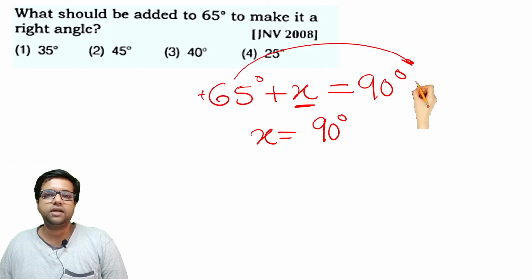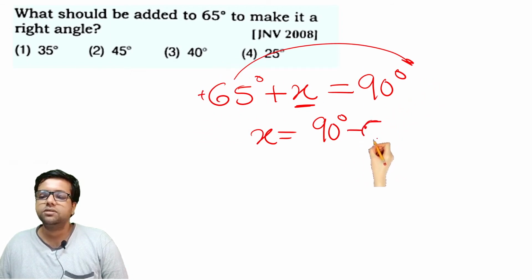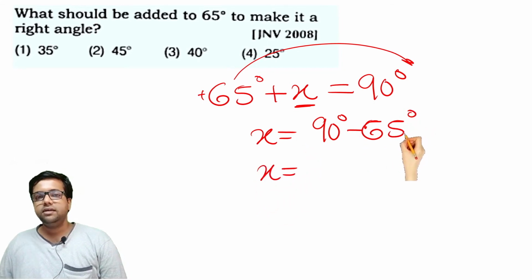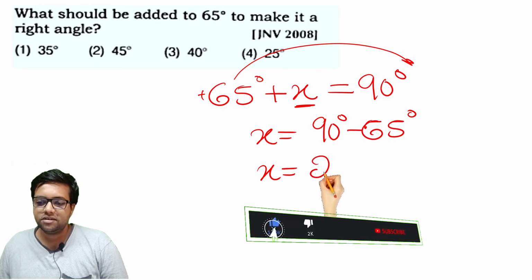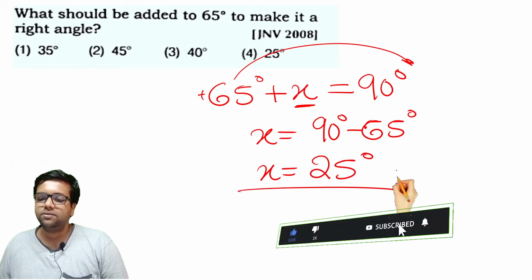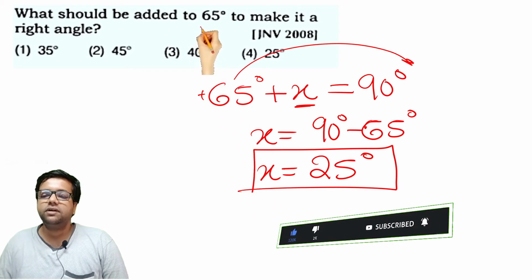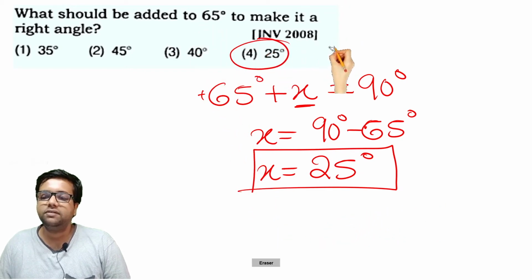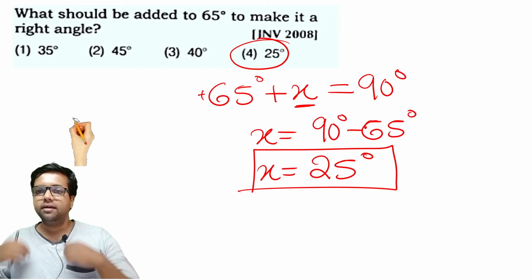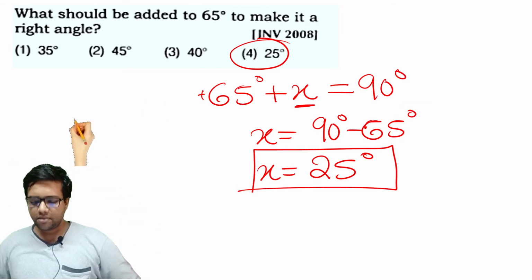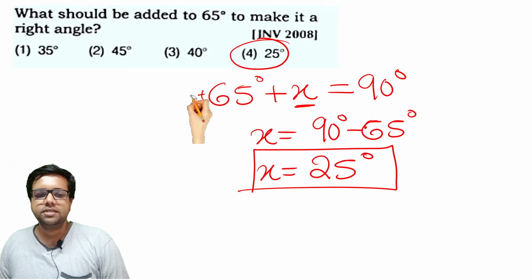When it moves to the right hand side, it will be negative. So it becomes 65 degrees. So x is equal to 90 minus 65. 90 minus 65 is 25 degrees. Okay, so the 65 degrees should be added with the 25 degrees, which is available in option 4, in order to make it a right angle. Okay, so let us move on to our next question.